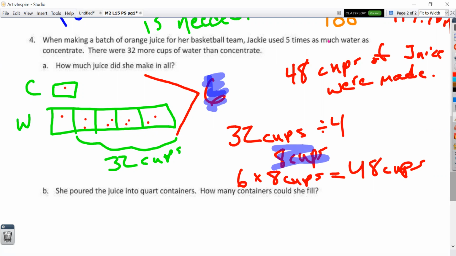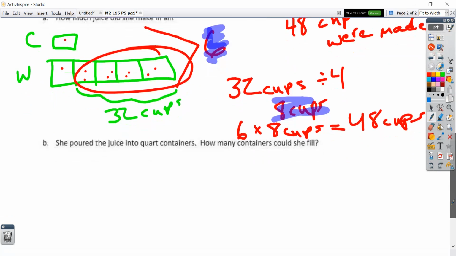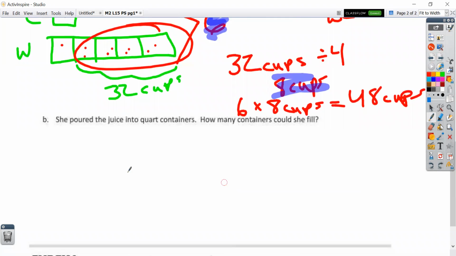So sometimes we might not know all of the parts to the story, but with the little parts that we can do, we can extrapolate, which means pull it out and then spread that information across the parts that we don't know. So we use these 4 parts to figure out all the other parts. Great. So now it's saying she's poured that juice into quart containers. So we're going from cups to quarts.